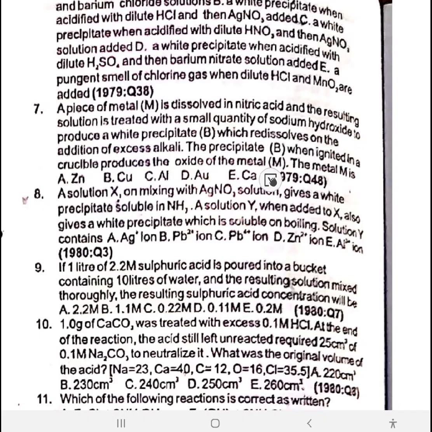You see, this kind of question is why people say they hate chemistry, because it is hard. So let me go again, I will use pidgin now. They say a piece of metal M, so they put the metal inside acid. A piece of metal M is dissolved in nitric acid, and the resulting solution is treated with a small quantity of sodium hydroxide to produce a white precipitate, which redissolves on the addition of excess alkali.